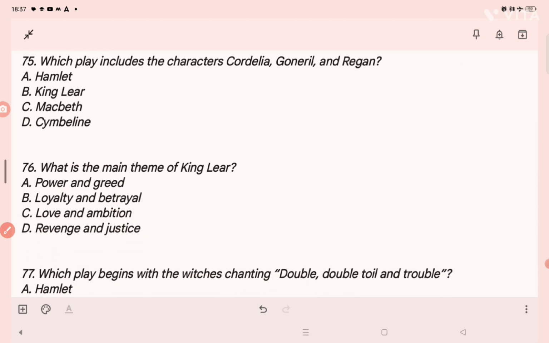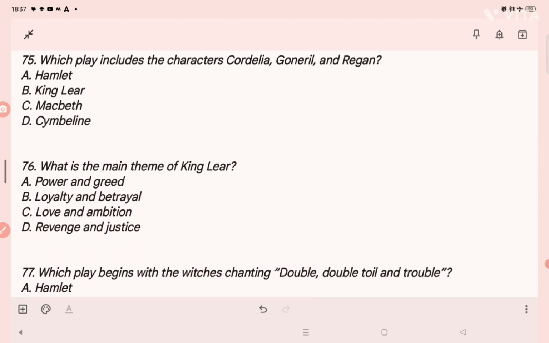Which play includes the characters Cordelia, Goneril, and Regan? Also repeat this question. King Lear.